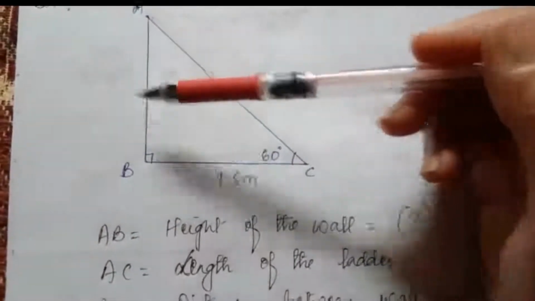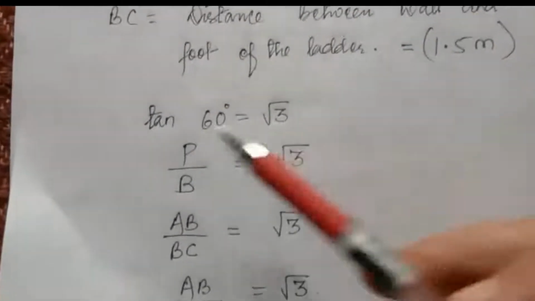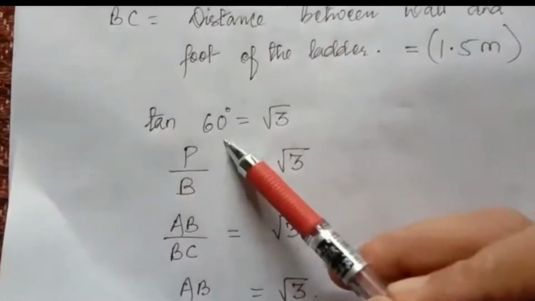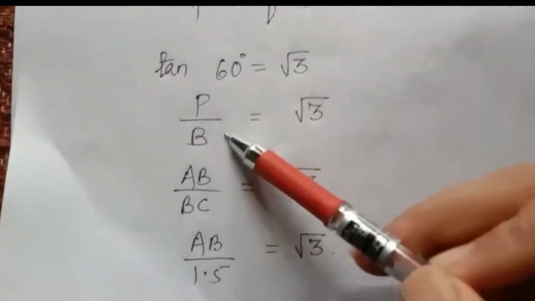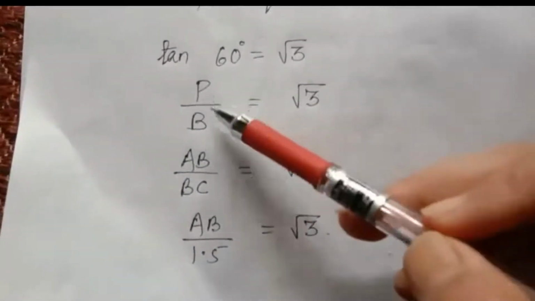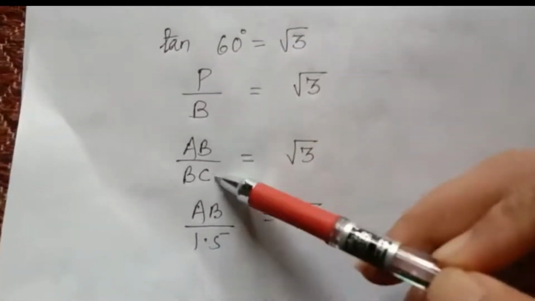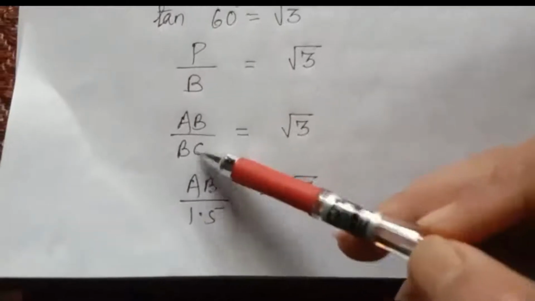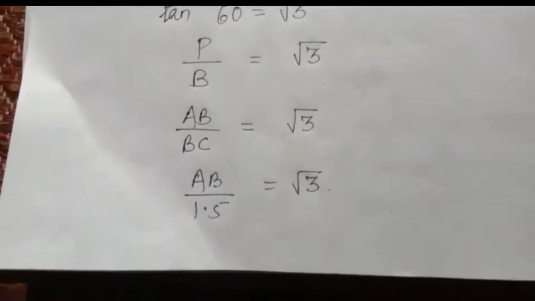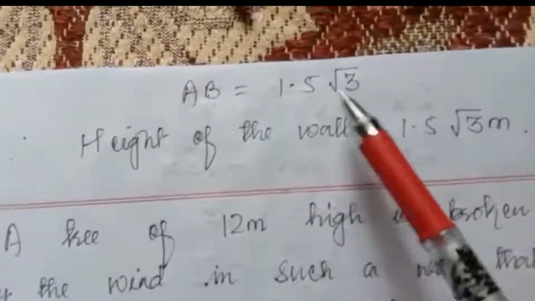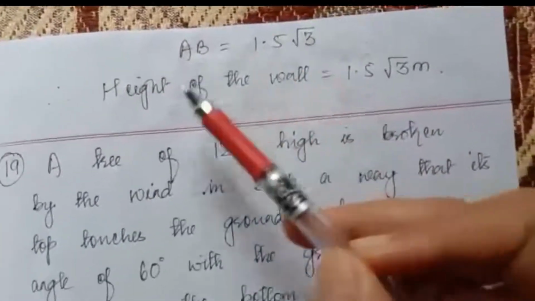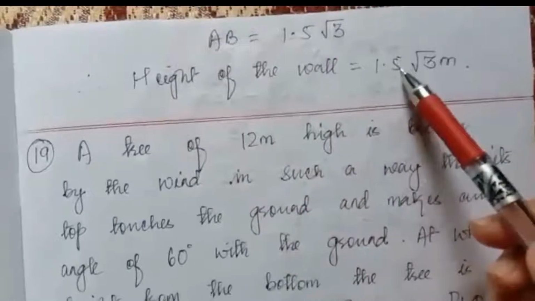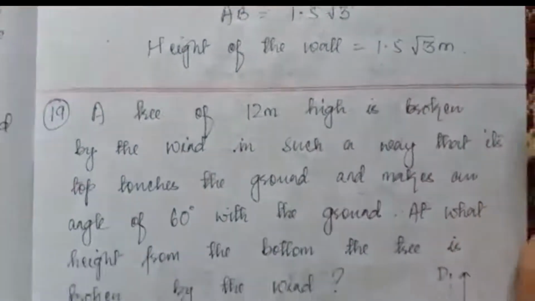So you have to use tan 60 degree is root 3, tan theta is equal to root 3. Perpendicular is AB, base is BC, equal to root 3. So AB divided by BC, which is 1.5, is equal to root 3. After cross multiplication you'll get 1.5 root 3. So the height of the wall is 1.5 root 3 meter.